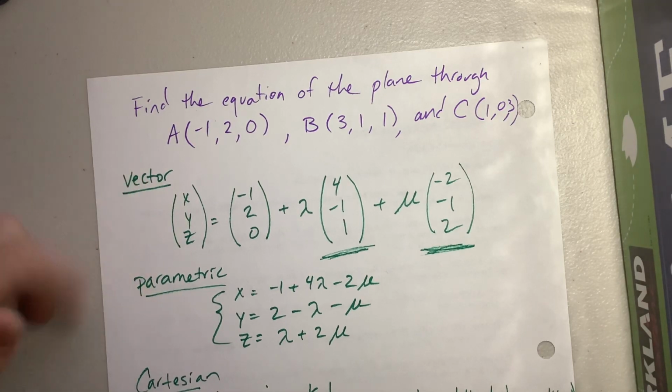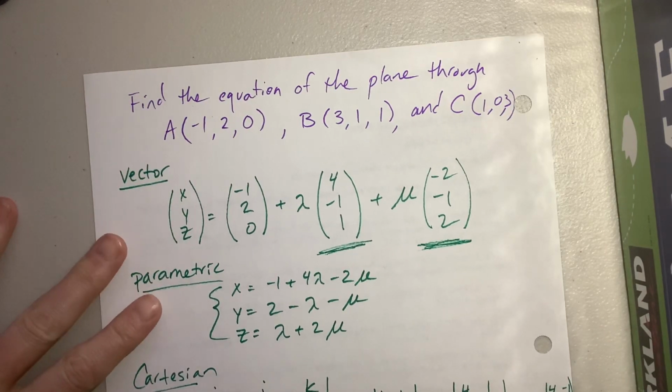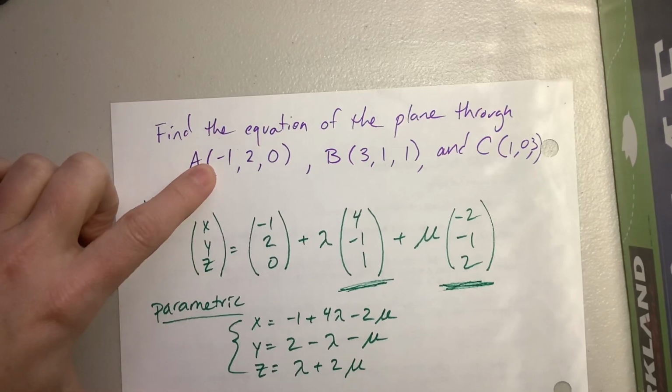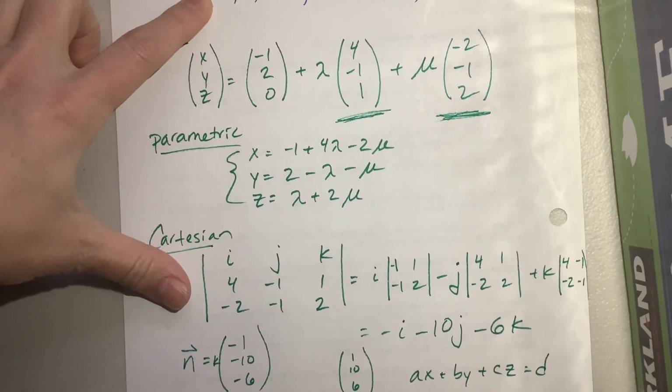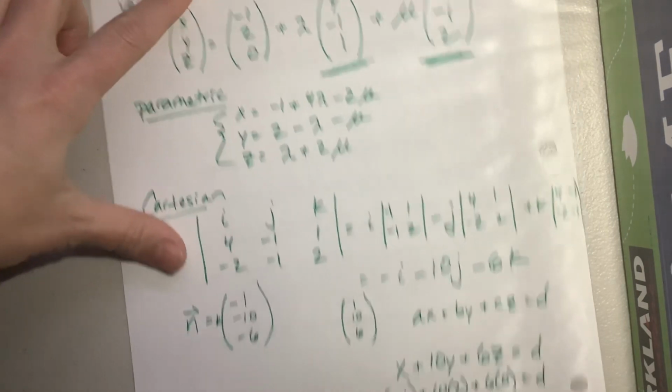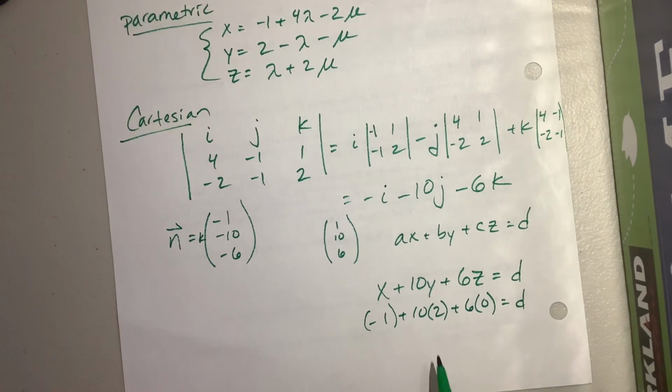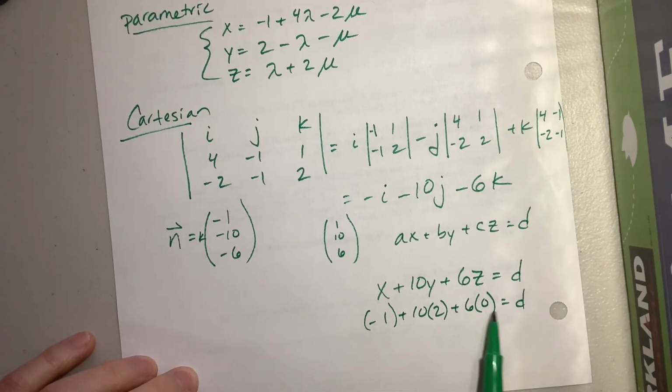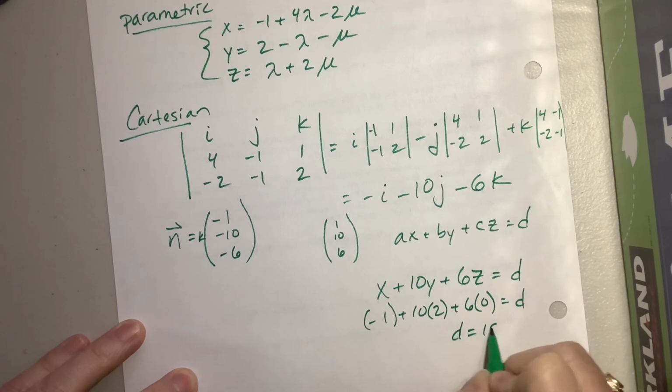And now at this point, I'm going to plug in one of the points that I know. I'm actually going to plug in two of them just so that you can see it wouldn't matter. So I'm going to use this negative 1, 2, 0, equals d. Oh, you couldn't see what I was doing. I'm so sorry. Okay, so what this gives me here is negative 1 plus 20 plus 0. This d value is equal to 19.